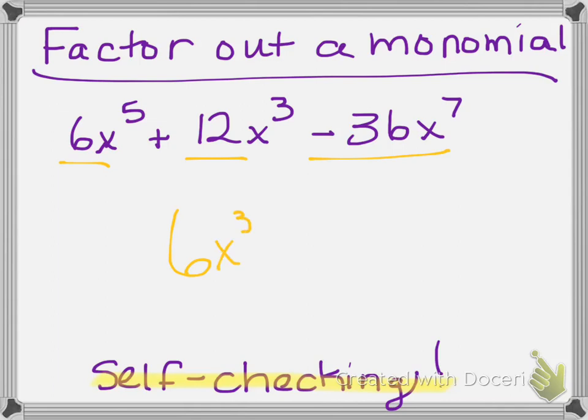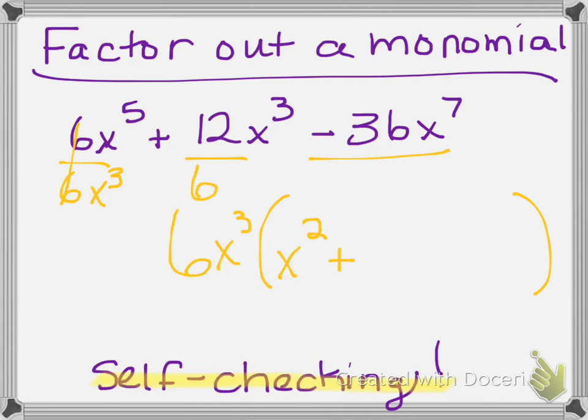So what I want to do with that is factor that out, which means I want to divide it out of my trinomial. If I take 6x to the 5th and divide it by x to the 3rd, I'm going to get x squared, because x to the 5th over x to the 3rd, our exponent rules say keep the base, subtract the exponent, so that's x squared. So I'm going to be left with x squared for my first term.